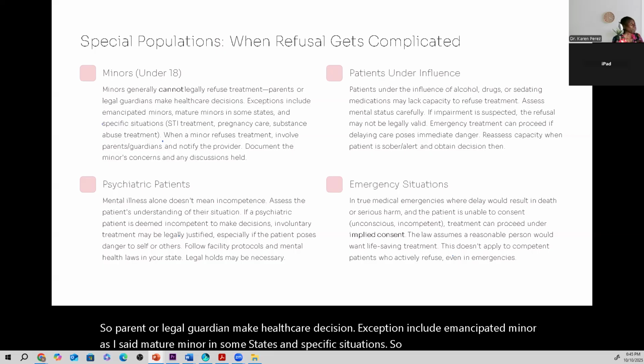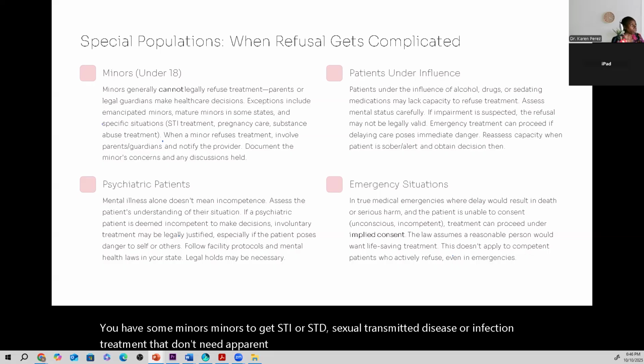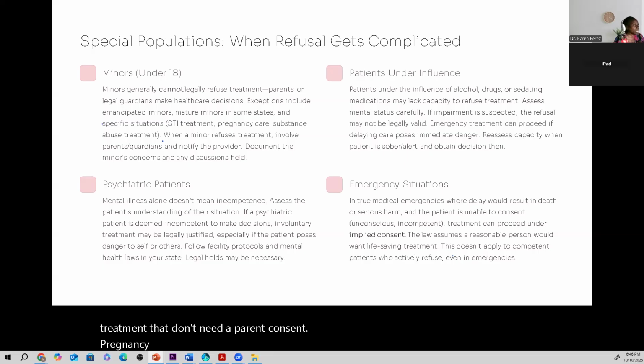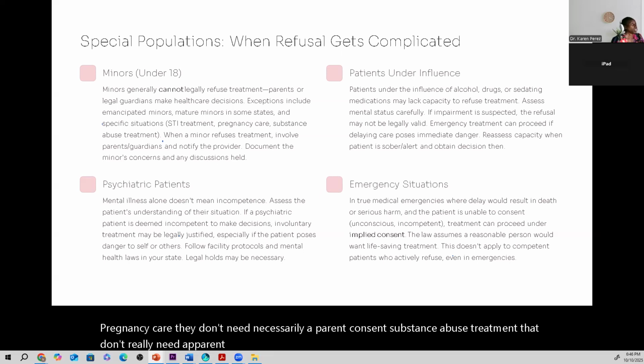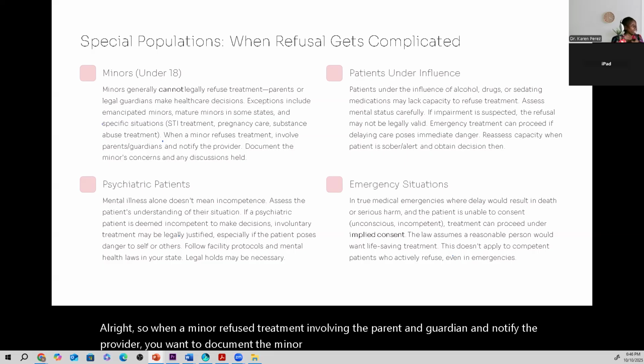So here's the thing. Some minors can get STI or STD, sexually transmitted disease or infection, treatment without parent consent. Pregnancy care, they don't necessarily need parent consent. Substance abuse treatment, they don't really need parent consent. All right. So when a minor refuses treatment, involve the parent or guardian and notify the provider, and you want to document the minor's concerns if they have any and discuss it with them.